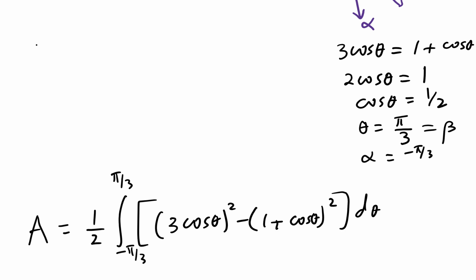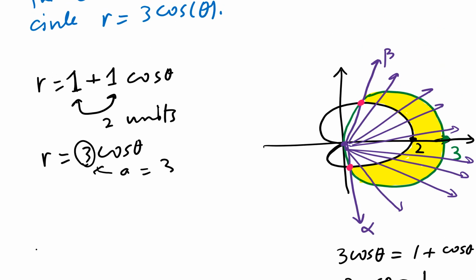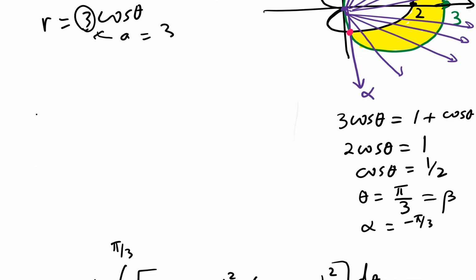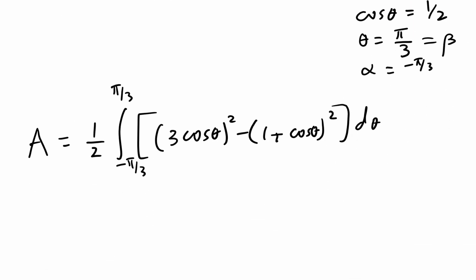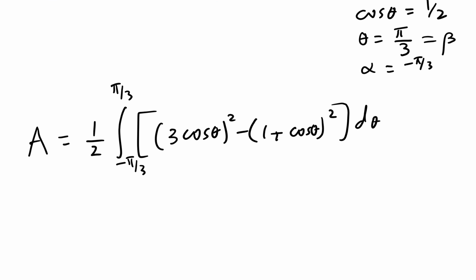Again, we take the further one squared minus the closer one squared. Because the first one covers the area of the whole thing, including the white and the yellow. The second one covers the white. So when you subtract the white from the whole thing, you get the yellow. That's why we subtracted. The rest of the work is integral stuff. We have to expand, combine, and integrate.